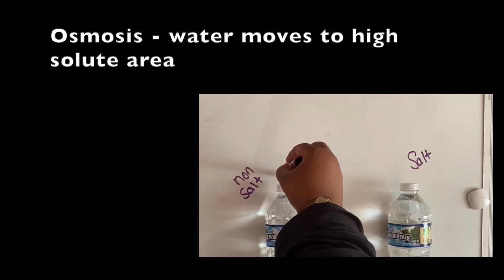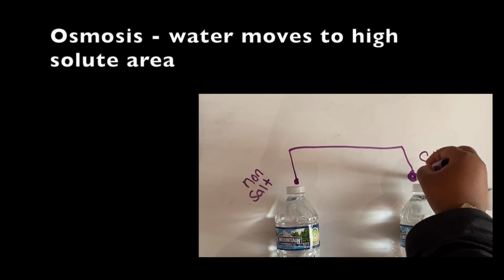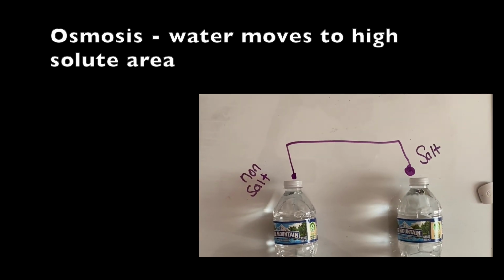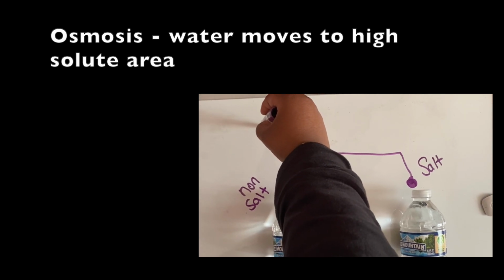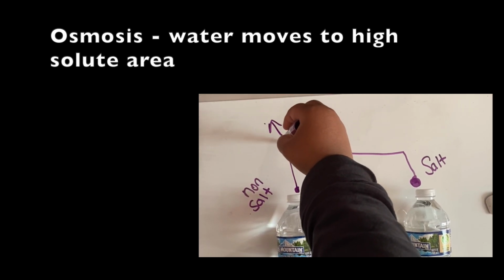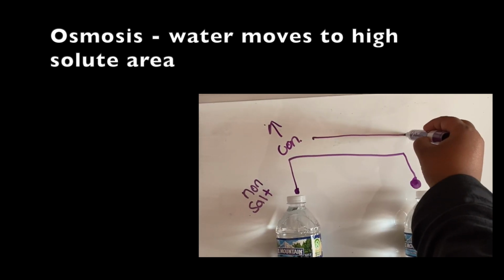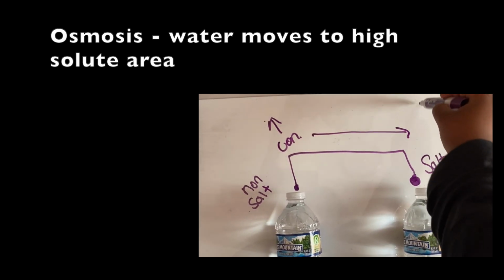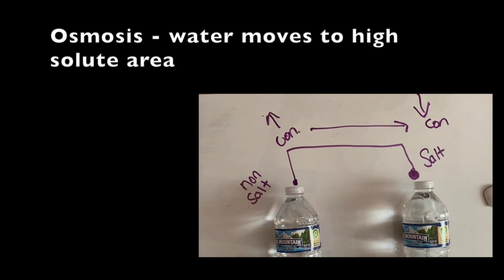Osmosis. Osmosis is when water moves through membranes to where there is less water and more solute. For my example, I have two water bottles. We have an unsalted water and salted water. The unsalted water has higher concentration levels of water than the salted water bottle, so the water moves to the salted water.